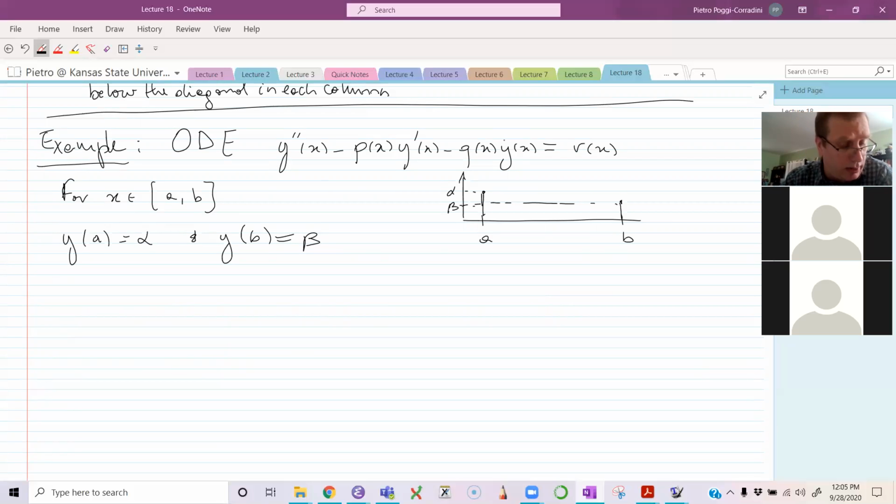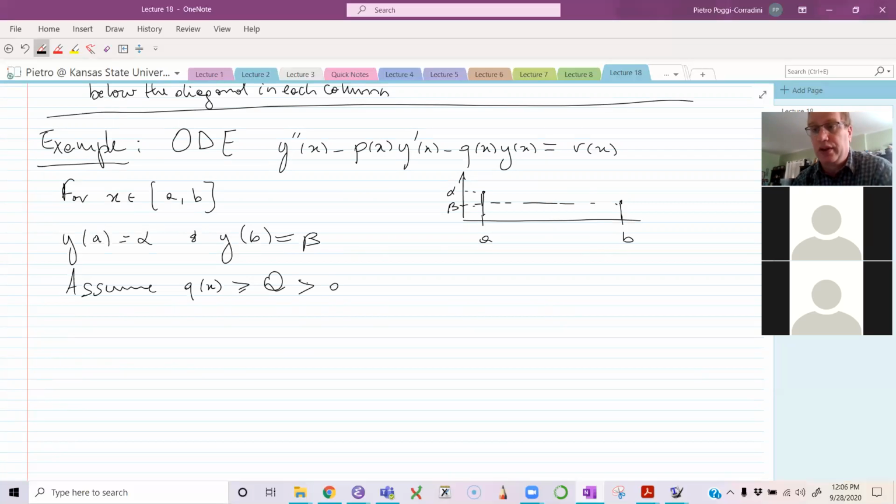Now it turns out that you have certain properties. Let's assume that the function q is bounded below by some positive quantity. So q is bounded away from 0, from below.